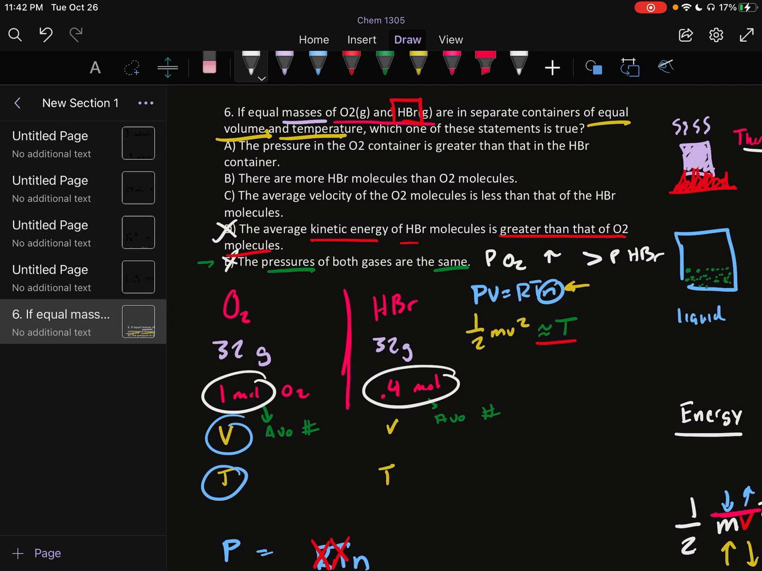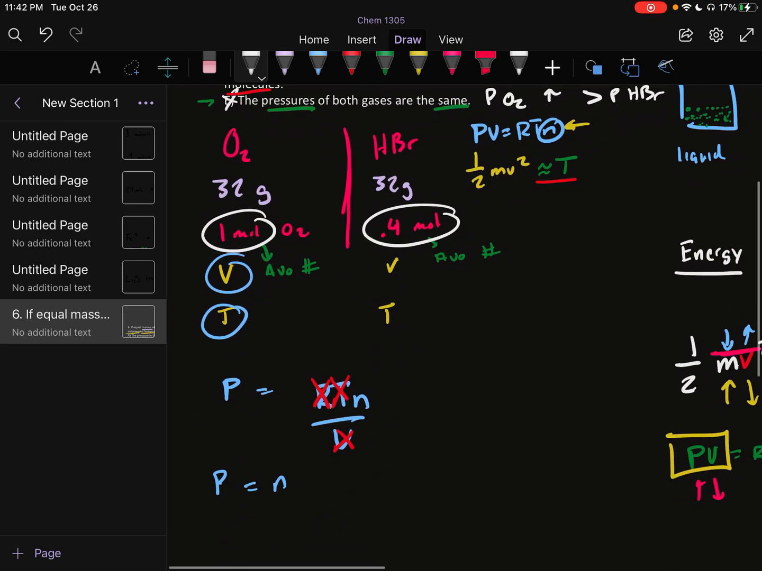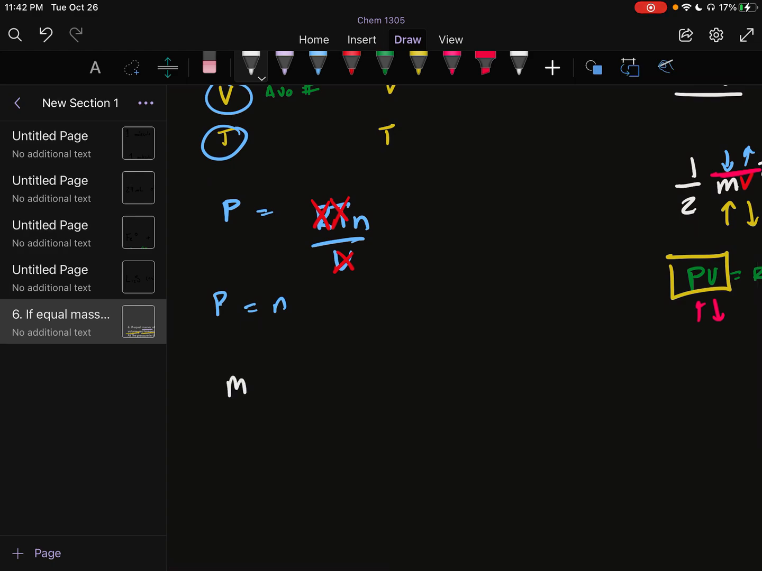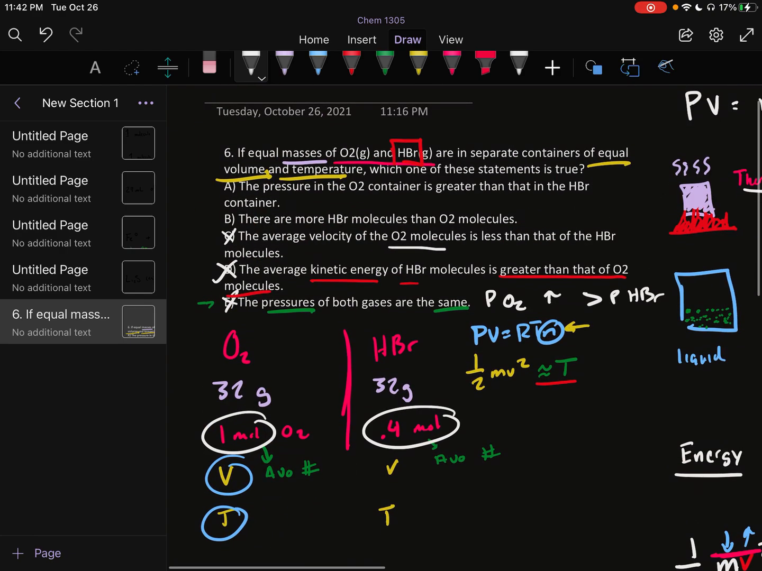The average velocity of the O2 molecules is less than that of the HBr molecules. Remember what we were talking about here. When mass goes up, velocity has to go down, right? And so if the velocity of O2 molecules is less than that, that means that O2 molecules have to be more massive than HBr. Is that true? Well, no, right? O2 is roughly 32 grams versus HBr, don't quote me on this, I'm going to say it's roughly 80 grams in molar mass. And there is a big disparity between this.